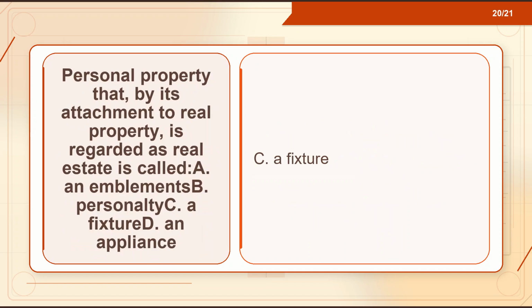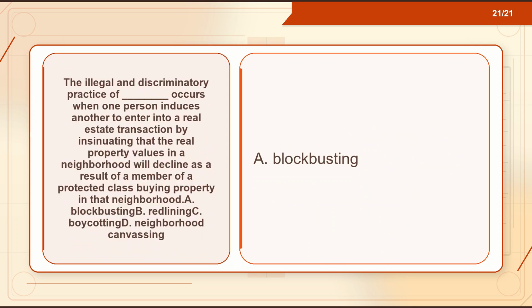Flashcard 20. Term. Personal property that, by its attachment to real property, is regarded as real estate is called A. An emblements. B. Personalty. C. A fixture. D. An appliance. Definition. C. A fixture.